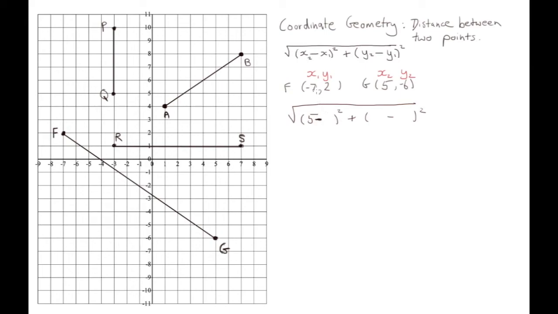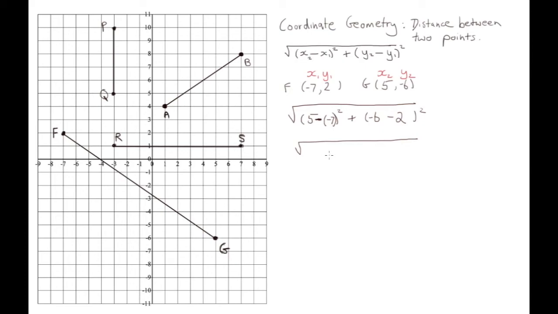Minus x1. All right, so this minus here is from the formula, but we're putting in a negative number. We're putting in minus 7. So we'll deal with that in a second. Over here, y2 minus y1. y2 is minus 6, so minus 6 goes in here. And then minus y1. y1 is 2.